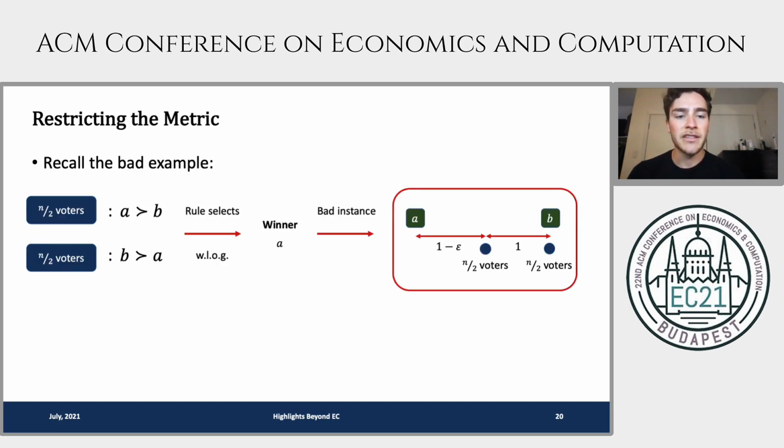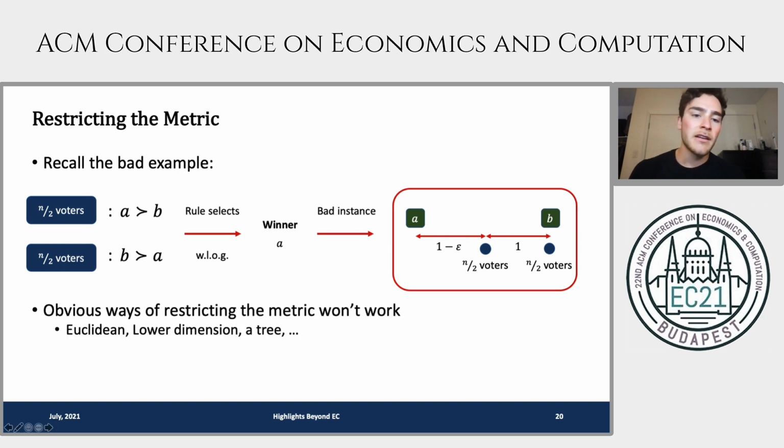So what's the idea for restricting the metric? Well, remember, this was our bad example. And maybe one way to get around this lower bound is to say this metric is not an allowable metric. Maybe there's something weird about this metric that we don't want to include it in our set of possible metrics. But the thing about this metric is actually it's such a simple metric, just being on this line like this, that obvious ways of restricting the metric just won't work. We can embed this metric space into even one-dimensional Euclidean space, very low dimensional, or a tree metric. It's all possible to do. So any of these standard ways of restricting the metric simply won't work.